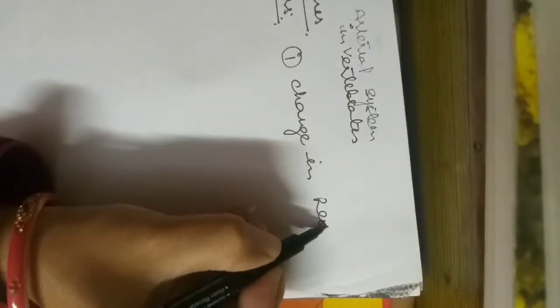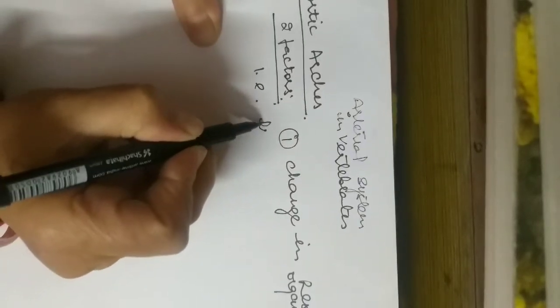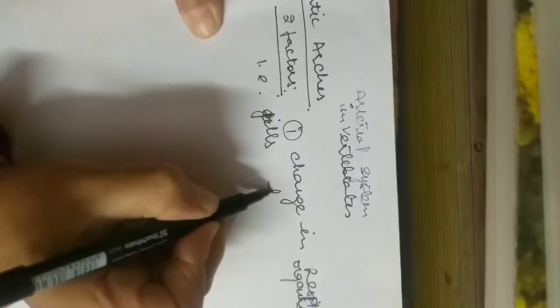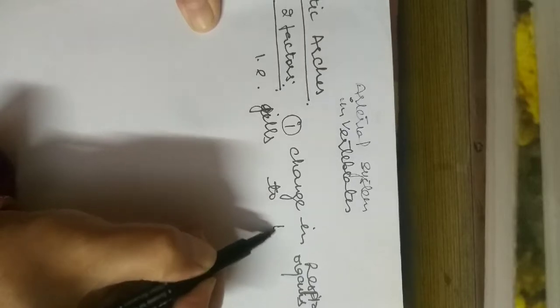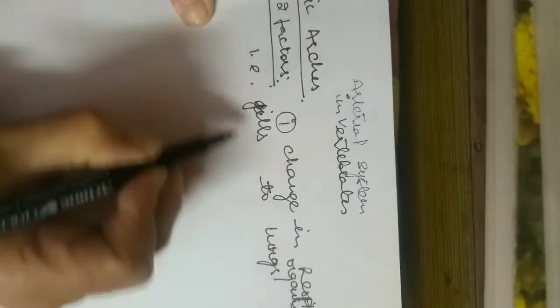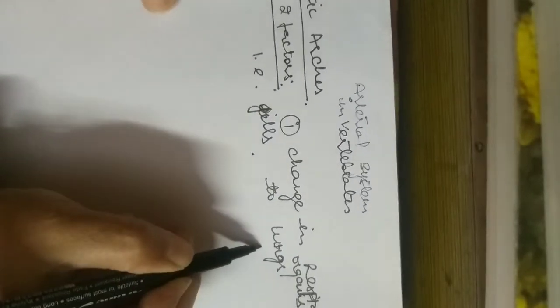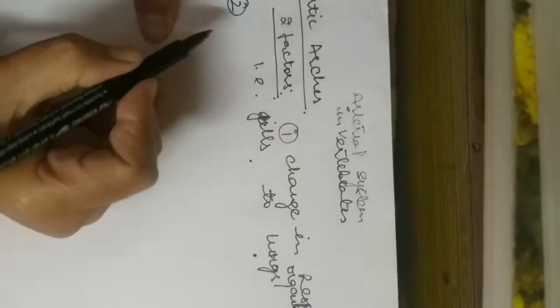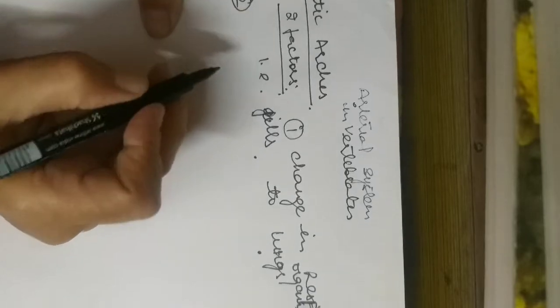Number one is the change in respiratory organs. That is, if we talk about the fish, they have the gills, and if we talk about tetrapods, they have the lungs. So there is switching of respiratory mode from branchial mode to, let's say, the pulmonary mode.